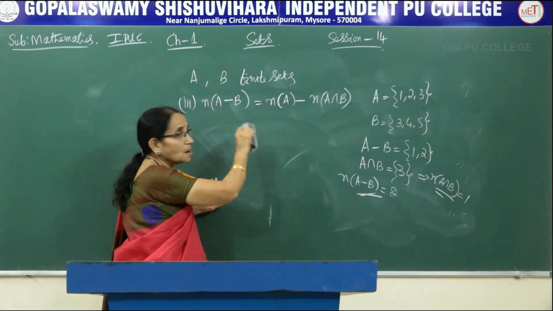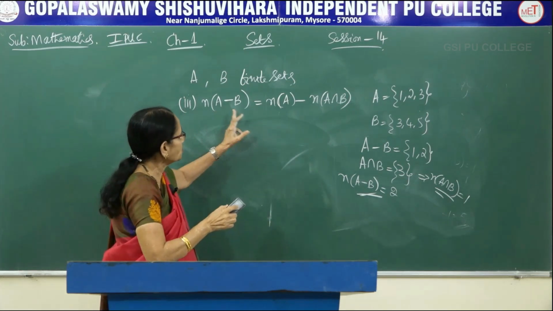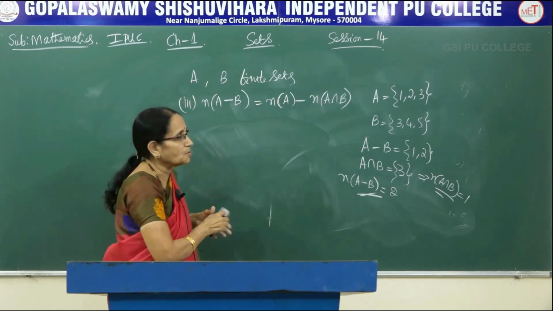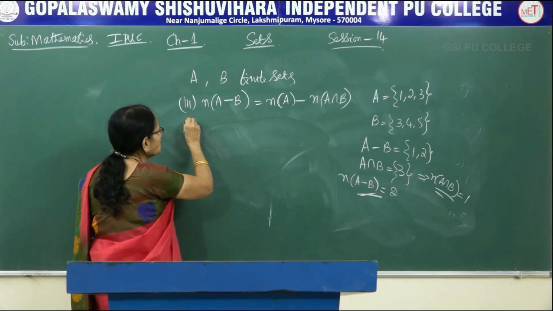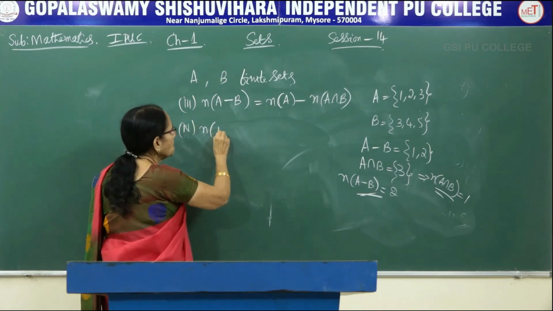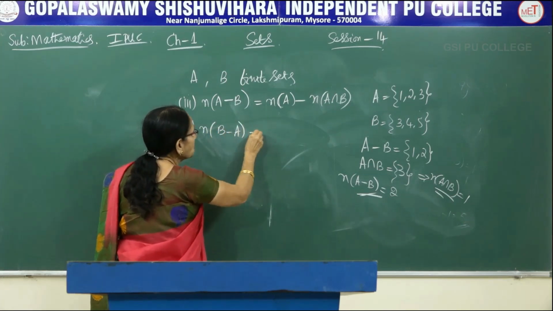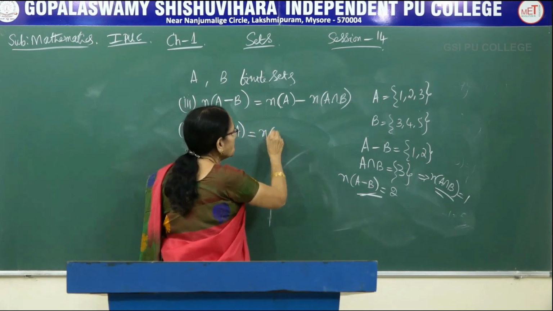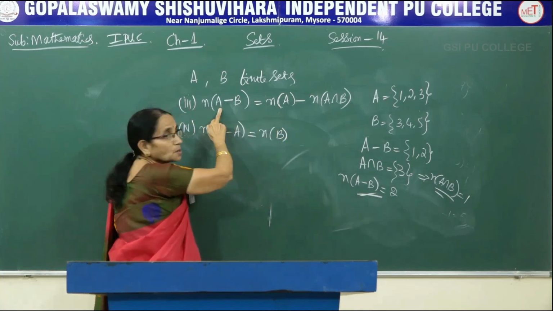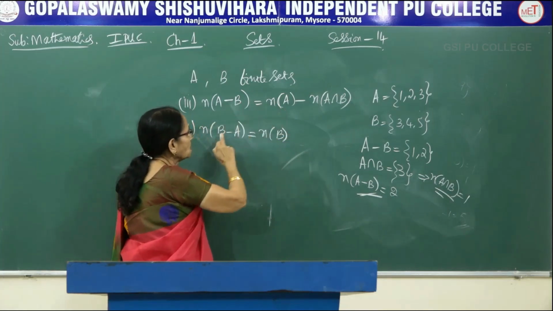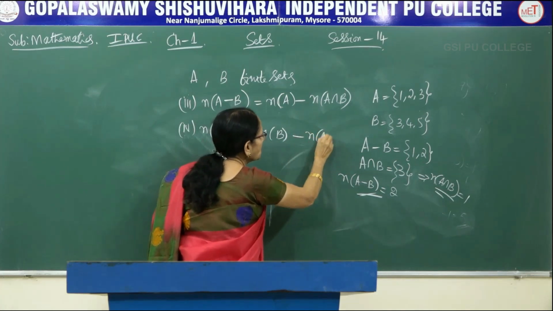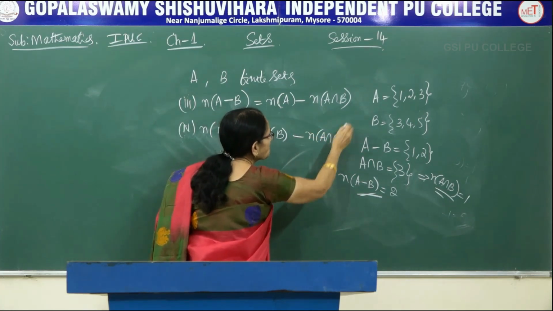That means that the order is important here. N of A minus B is N of A minus N of A intersection B. Another part of the same thing. Suppose I take the reverse order, N of B minus A. How do you write this one? It is N of B. Here A was the first set, so I wrote it first. Now B is the first set, so I am writing it first. But this part is common. It is N of A intersection B.